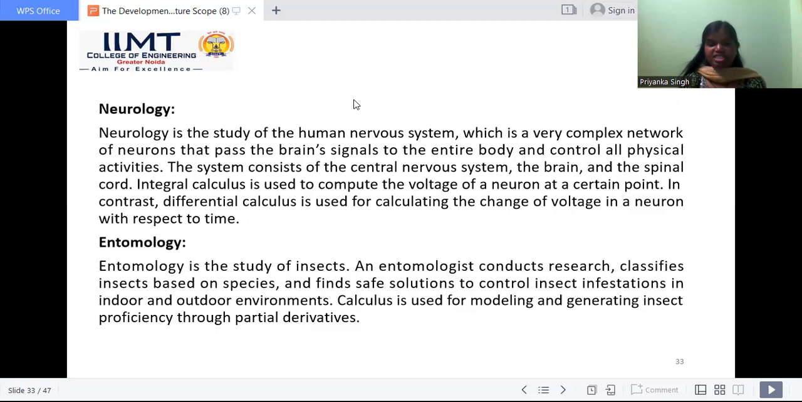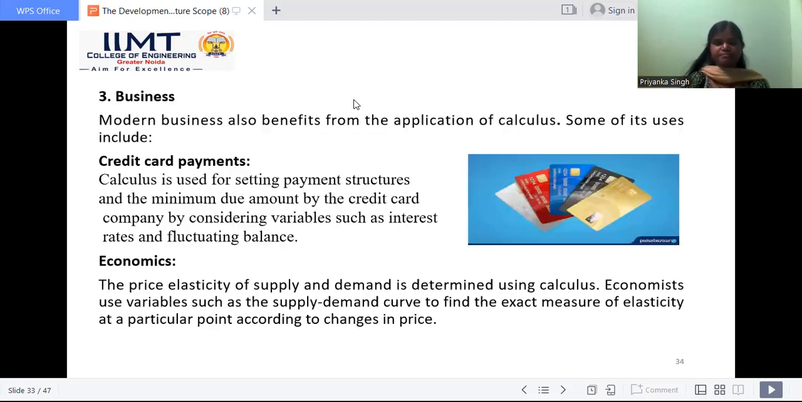Entomology. Entomology is the study of insects. An entomologist conducts research, classifies insects based on species, and finds safe solutions to control insect infestations in indoor and outdoor environments. Calculus is used for modeling and generating insect proficiency through partial derivatives.